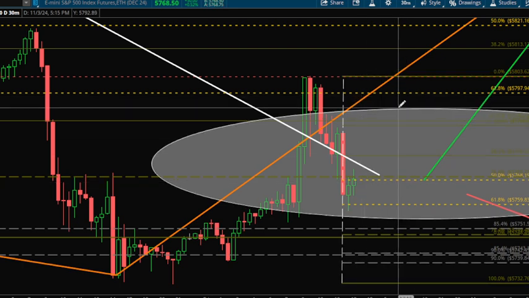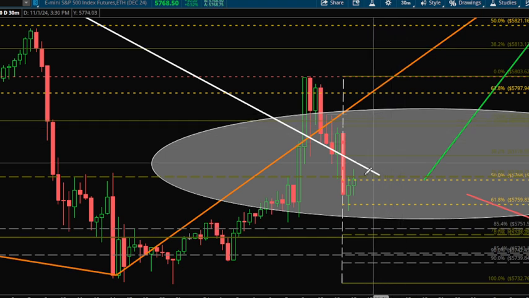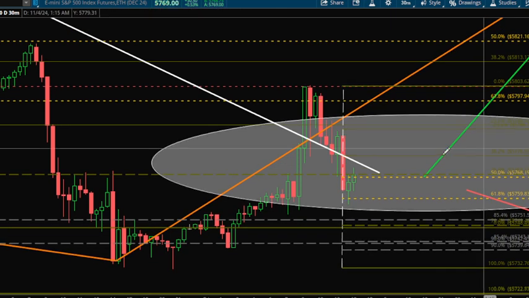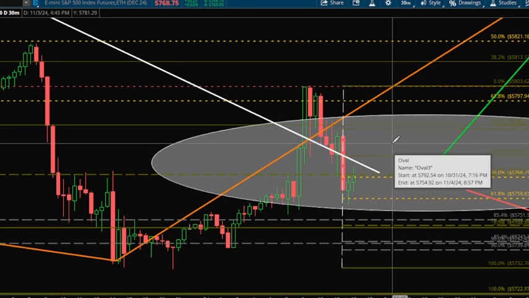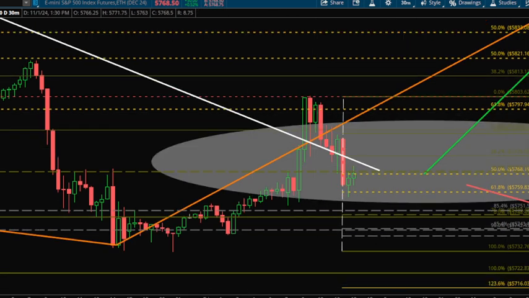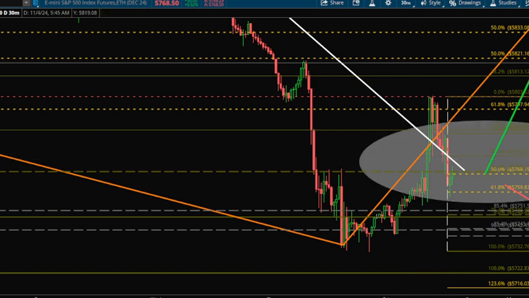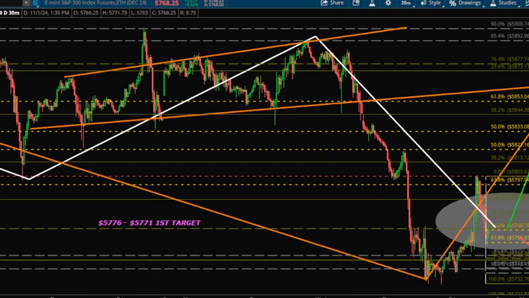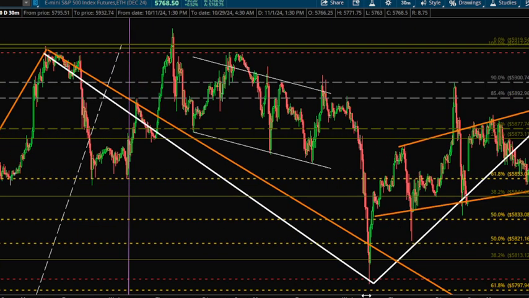So if you don't want to have anything open over the weekend, then yeah, you might want to close it. If it gets up here to 58 or 5780, you know, because there's no guarantee how much higher that move will take us. Because overall, I'm still bearish.